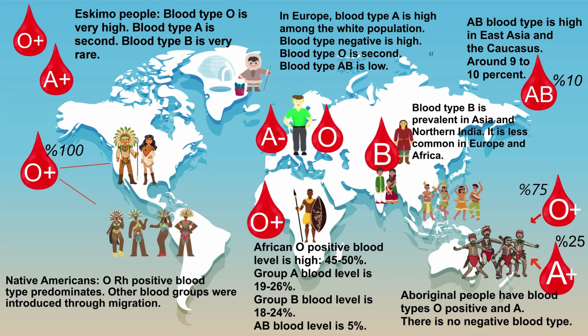indigenous peoples. In Australian Aboriginal people, the level of O-positive blood is around 75%. The second most common blood type is A. O and A are the original blood types of the Aboriginal people. Blood type B and negative blood types were brought to Australia by immigrant foreign populations.